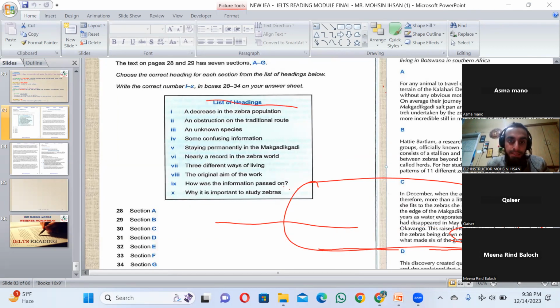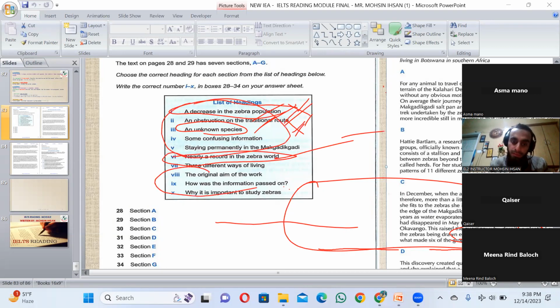Yes, it's four, sir. Some confusing information. It's four. Good. It is four, an unknown species. This is not. Now, you click one, and six is already used. So in heading finding lists, if one option is used, that is also eliminated. Now you are having a game with this five and the remaining four.